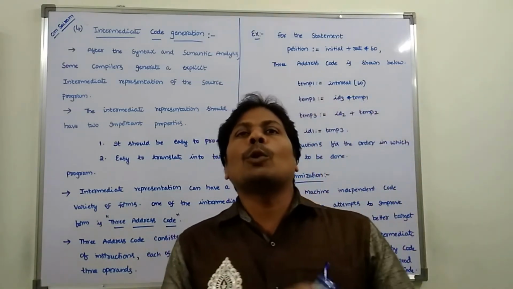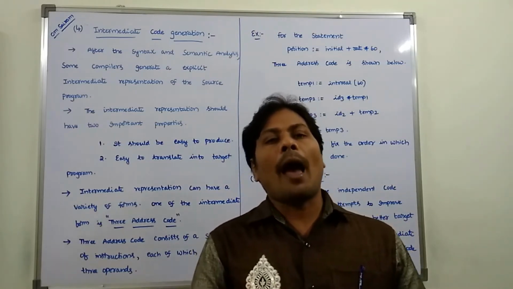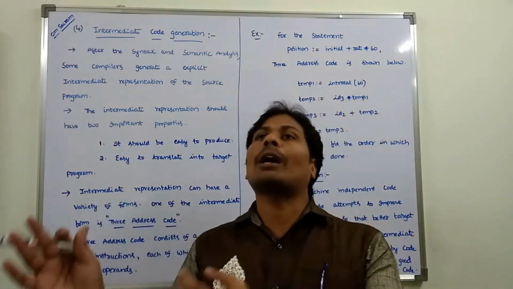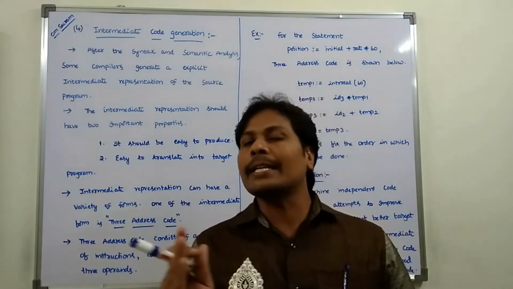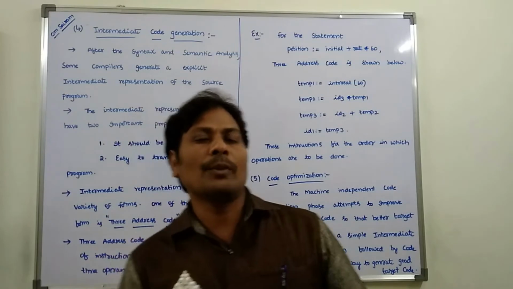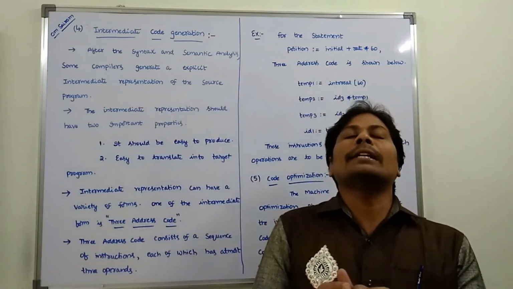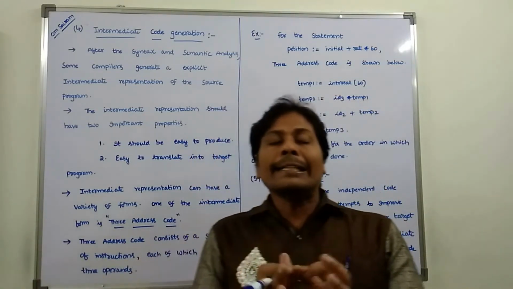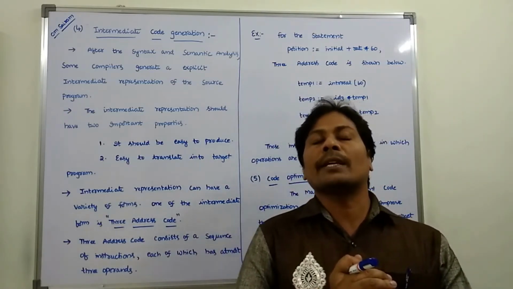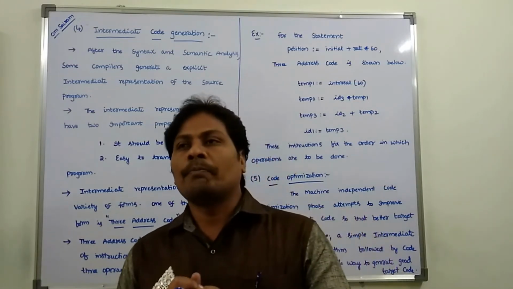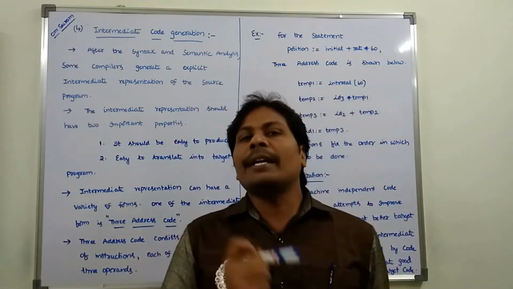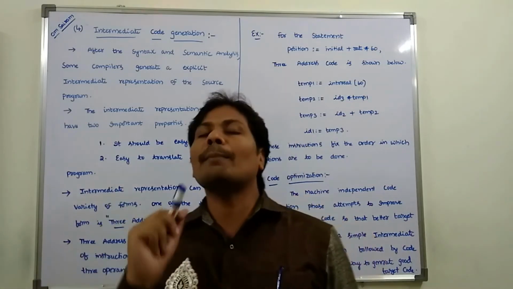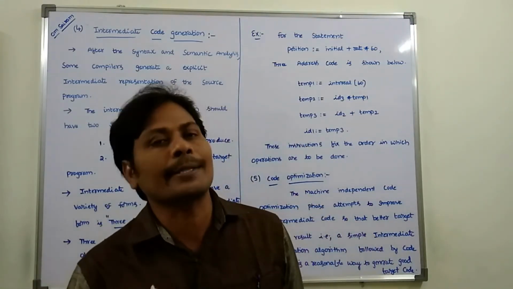The intermediate code representation of the source program has two important properties. First, it is very easy to understand. Second, it is easy to translate into the target program. We can easily translate the intermediate representation of the source program into the target program. Next, the intermediate code representation can be represented in many forms. One of the most important forms is three address code.